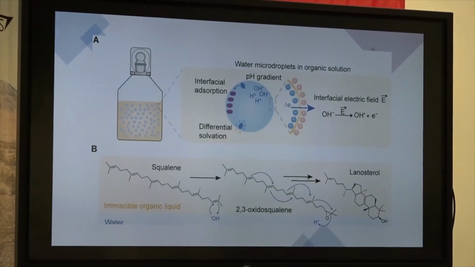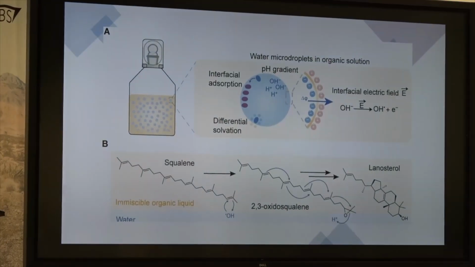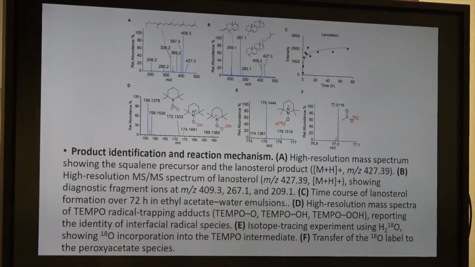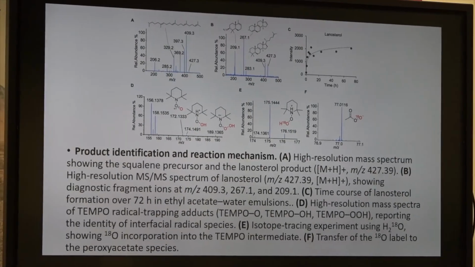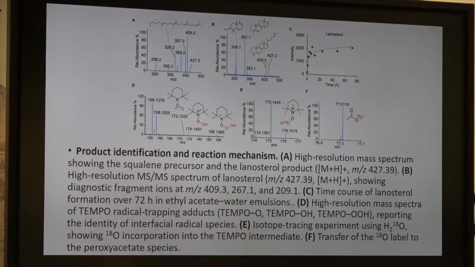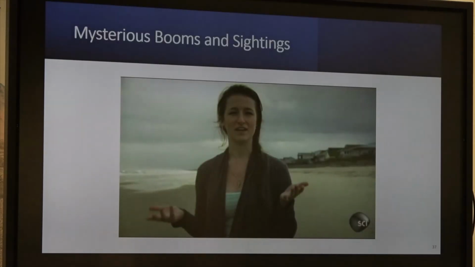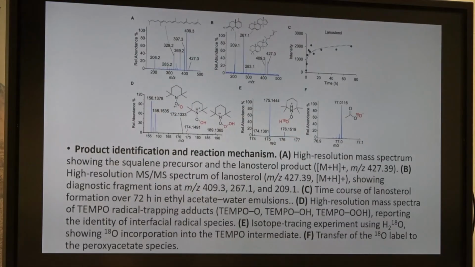I want to show you that you can do this without enzymes. How? By just spraying water droplets, or shaking water droplets with the material in a medium. And we now capture the stuff, we see all the intermediates. We see like 20 different steroids that are produced this way. Quite amazing.